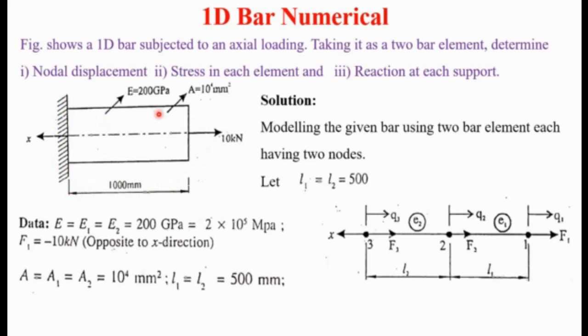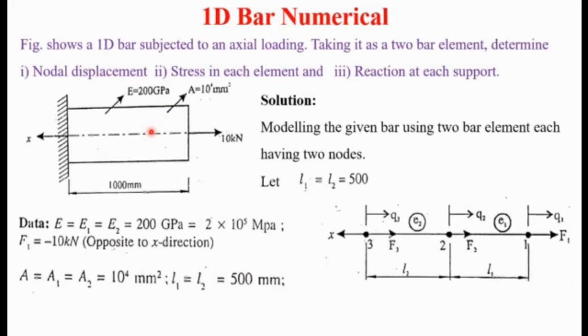Then the area of the cross section of this bar is given here: A is equal to 10 raised to 4 mm square. And Young's modulus of the material of this bar, capital E, is equal to 200 gigapascal.